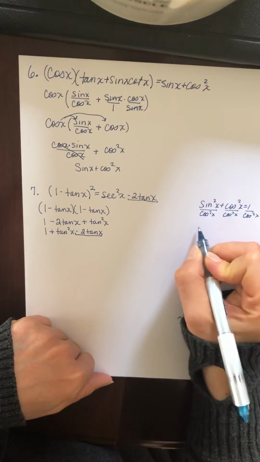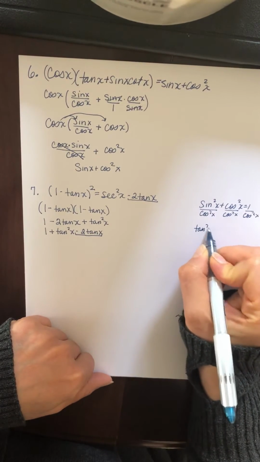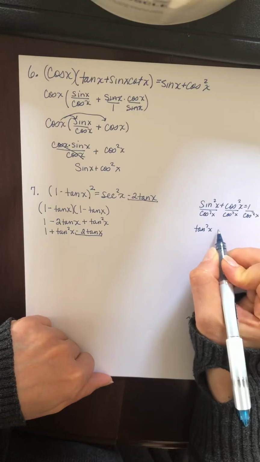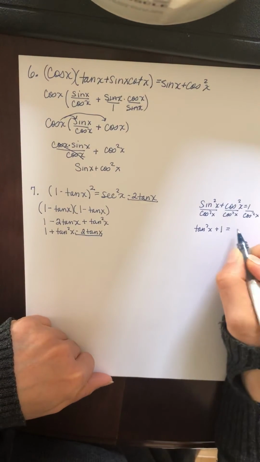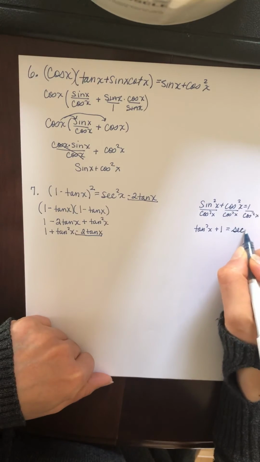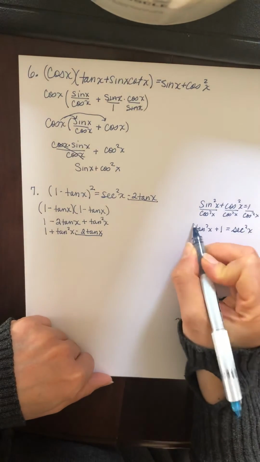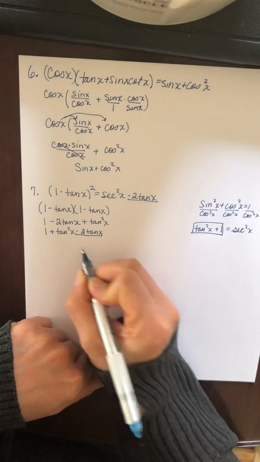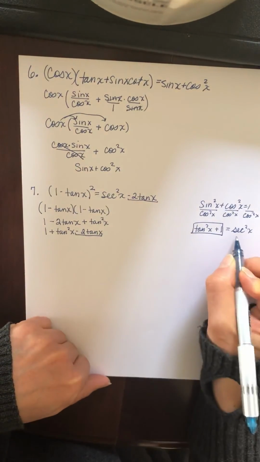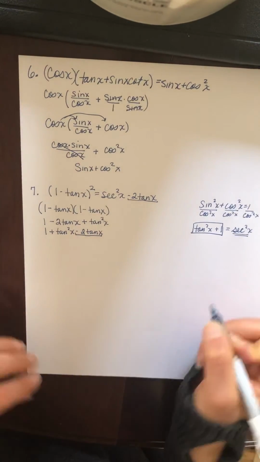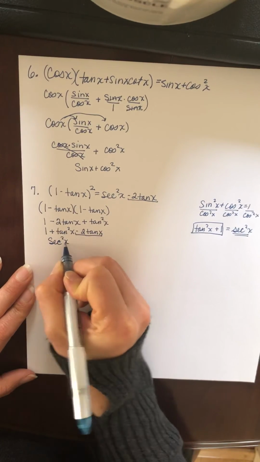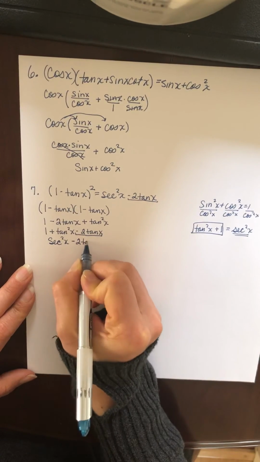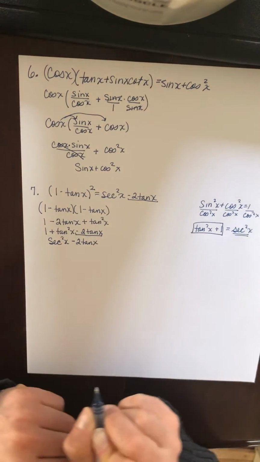So sine squared divided by cosine squared, that's tangent squared. Cosine squared divided by cosine squared, there's 1. 1 divided by cosine squared, that's going to be secant squared. So now look at what we just found. We found a substitution for 1 plus tangent squared x. That's secant squared x. That's what we wanted. So we have secant squared x minus 2 tangent x, and that's number 7.